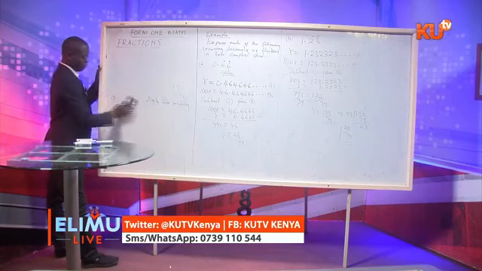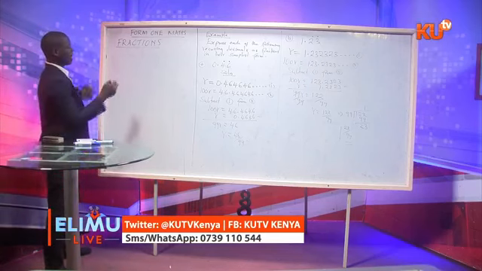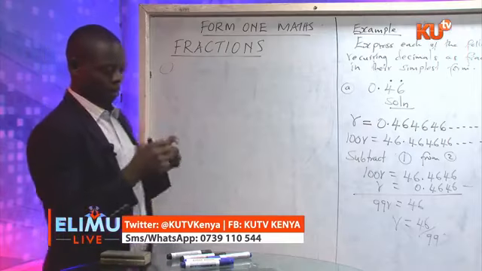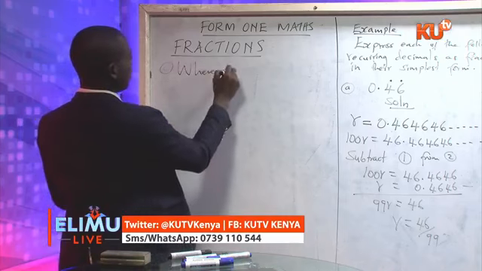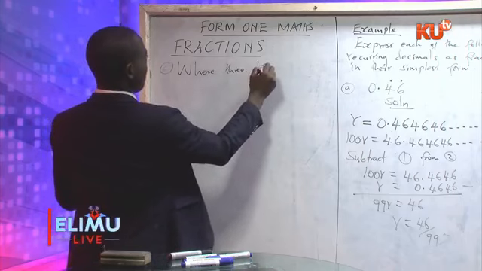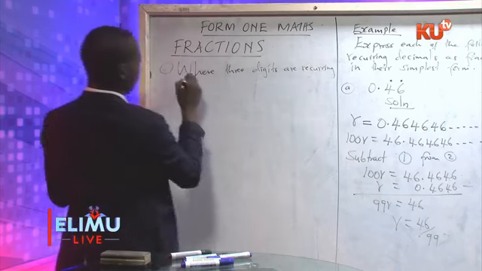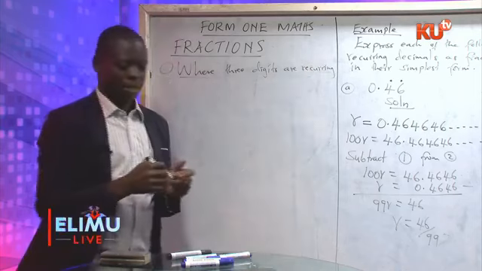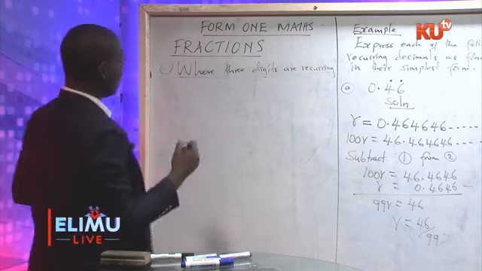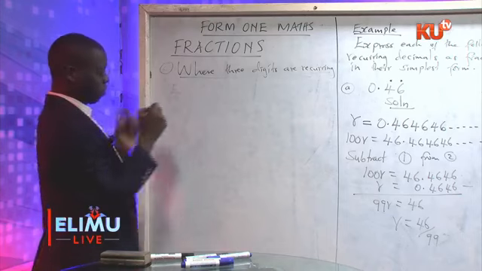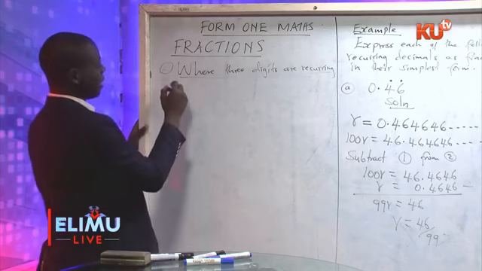Our last part should be where 3 digits are recurring. What do you do when 3 digits are recurring? Remember, we've said when 3 digits are recurring, we don't put the dot on all the digits, but rather we look at only the first and the last digit.